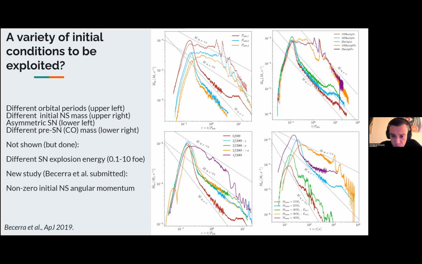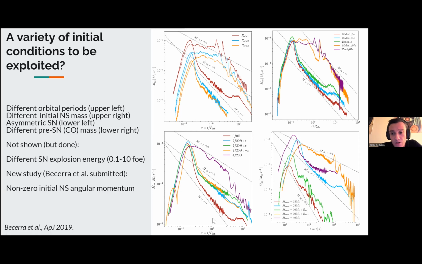The possibility of asymmetric supernova explosions is something we simulated in a paper in 2019. On the lower right, you see different progenitor masses. So the carbon-oxygen star that explodes as a supernova can have different masses and different density profiles, and this leads to a different fate of the system. It's not shown here, but we also explored different supernova explosion energies from 10^50 to 10^52 erg. We now have a new study that Laura showed yesterday, also including non-zero initial neutron star angular momentum. So not only different possible masses, but also different neutron star angular momentum.